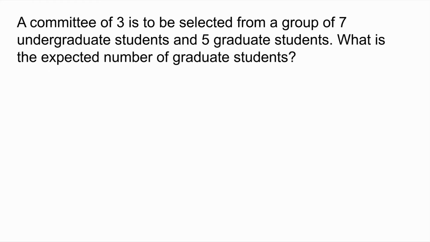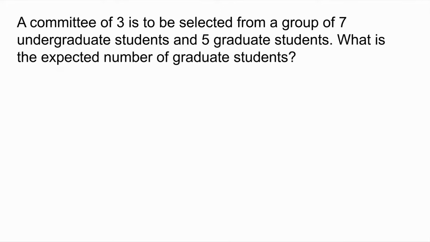In this video, we'll be looking at the expected value of a committee. For our example, a committee of 3 is to be selected from a group of 7 undergraduate students and 5 graduate students. What is the expected number of graduate students?